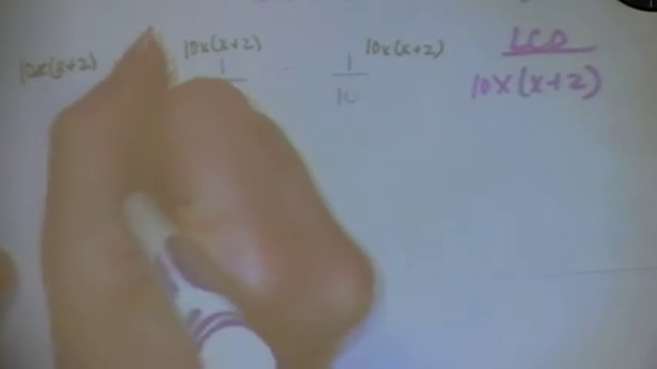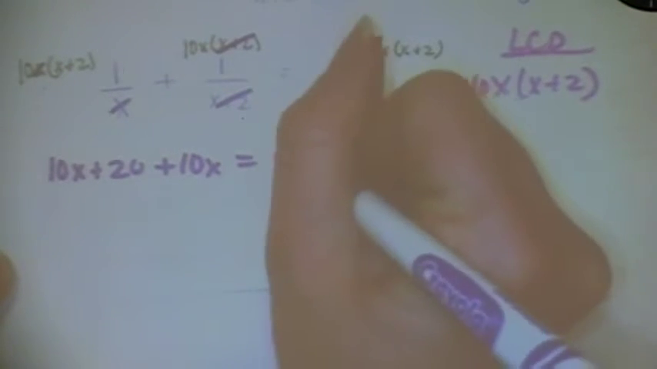Then you go through and cancel what cancels. So on the first fraction, the x cancels, and I got 10x plus 20. I went ahead and distributed my 10. Over here, the x plus 2 cancels, and I got plus 10x equals, the 10 cancels, and I get x squared plus 2x.